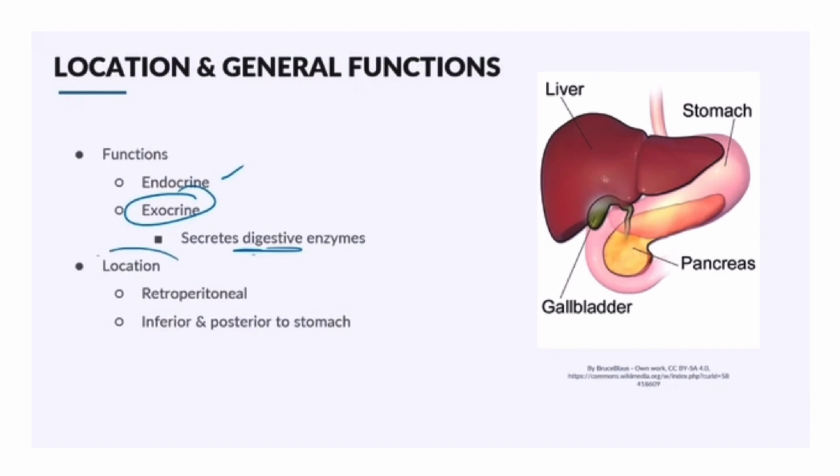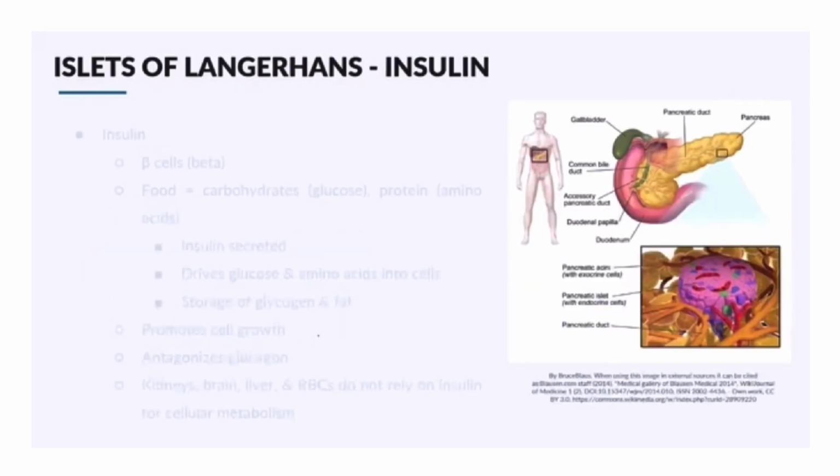Now, first off, we look at its location. It's located in the retroperitoneal portion of the abdomen. So this is part of the abdominal cavity towards the rear. Now, it's located inferior and posterior to the stomach. So that means it's going to be down and behind it.